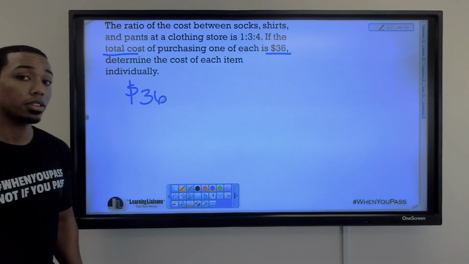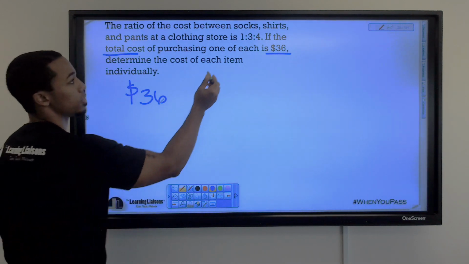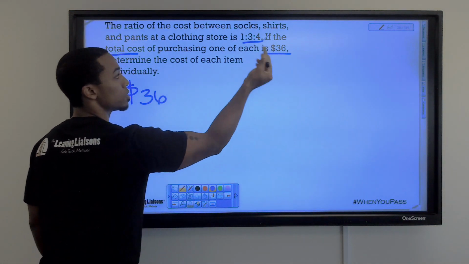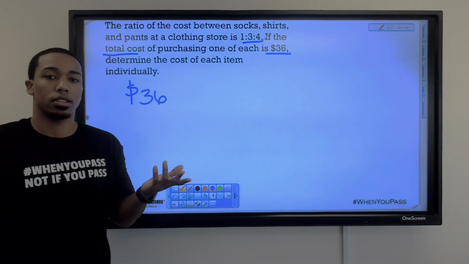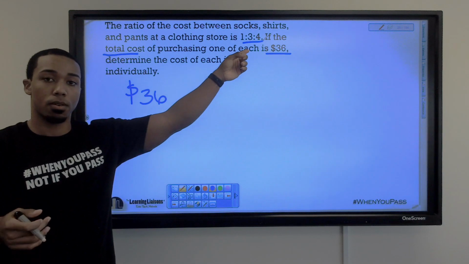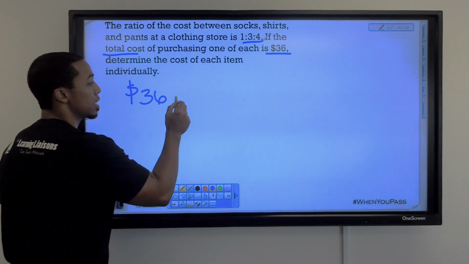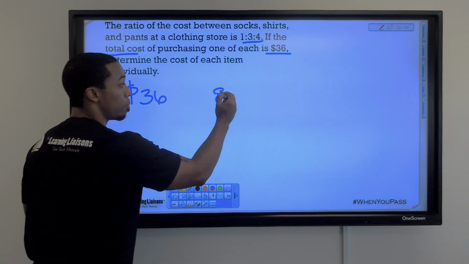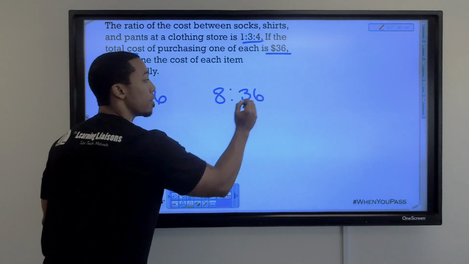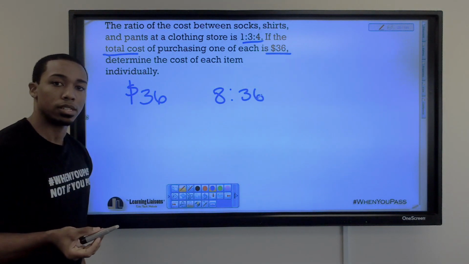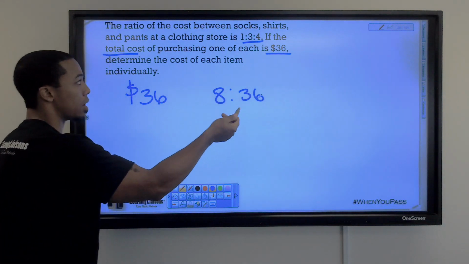The ratio that you're given, you're comparing 3 items this time. We can't exactly use a fraction here because you can't do 3 types. But we have 1 to 3 to 4. How many total parts is that? Well, 1 plus 3 is 4. 4 plus 4 is 8. So what that says is this, the 8 total parts can be compared to the total price of $36. That's what that means.